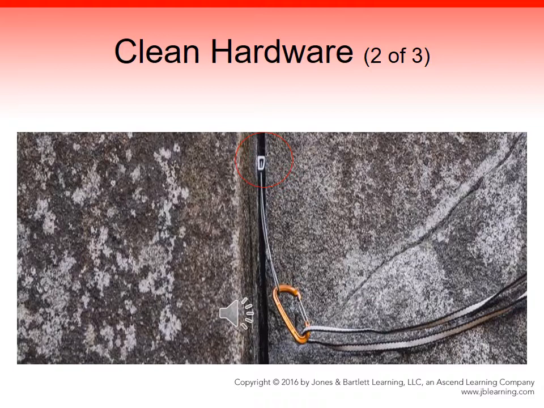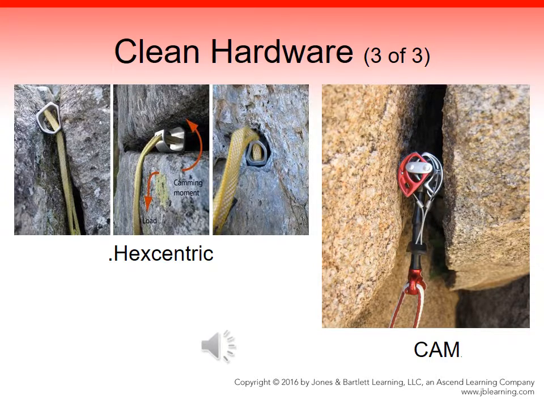Here on this slide is an example of a nut or a stopper anchor. It is wedged into the crack, and when downward pressure is placed on the anchor, it wedges itself into the crack. As long as the anchor has tension on it, the stopper holds. However, when tension is removed from the anchor, there's the possibility of the anchor letting go. Other types of clean hardware include hexcentrics, which work by both a wedging and cam action. We see that in the top left of the slide. And then a spring-loaded camming device works by a spring-loaded or opposed cam action.